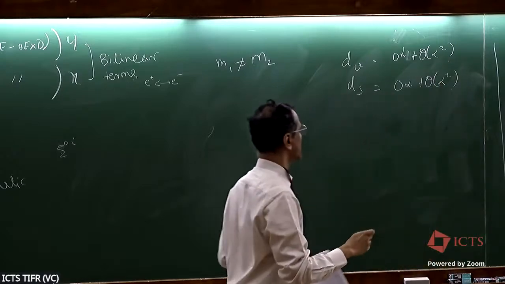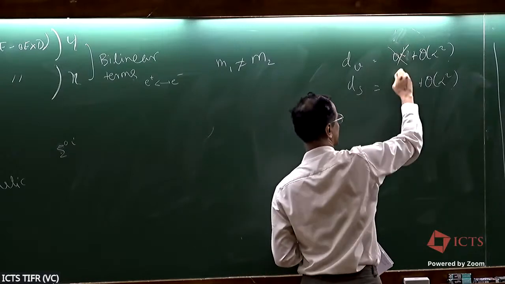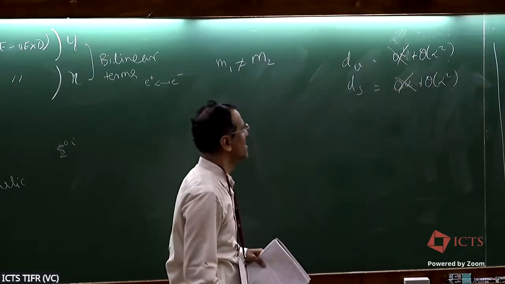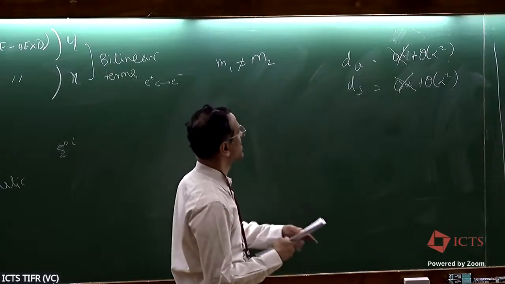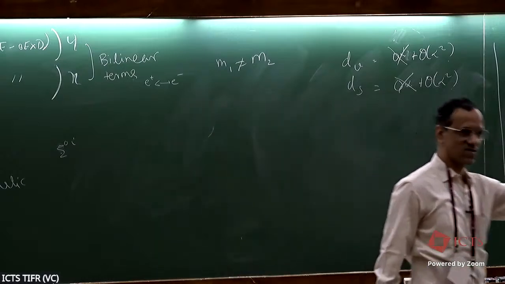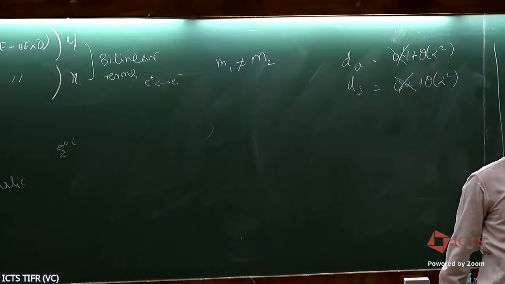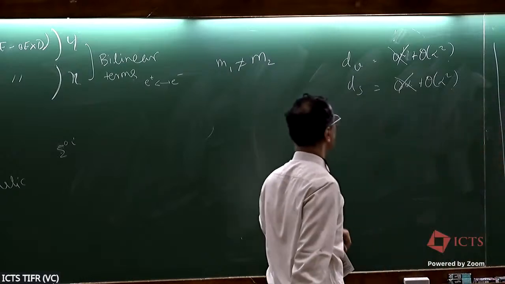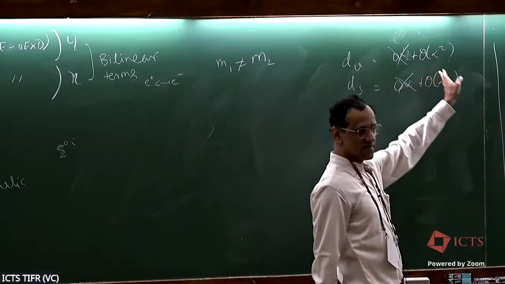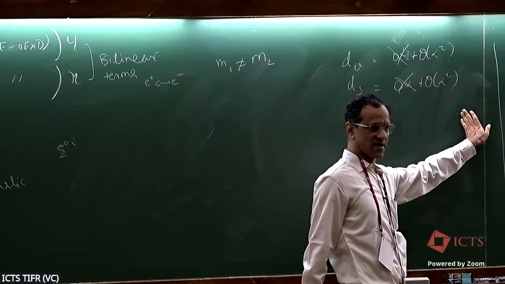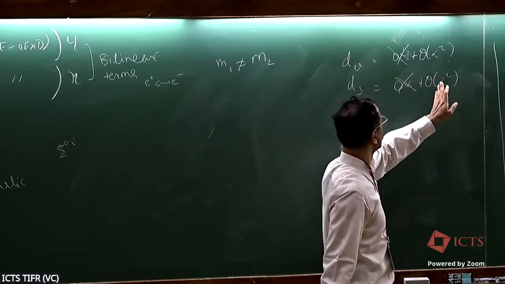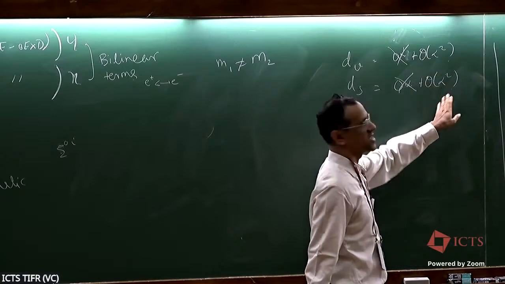So for different particles, this goes away. The second thing that happens is that the imaginary piece also goes away because you can't have the annihilation diagram. But you can have real pieces which are order alpha square. They come for both dV and dS.